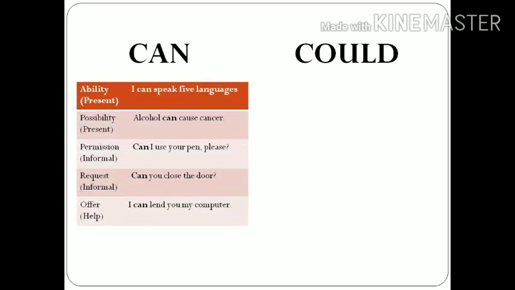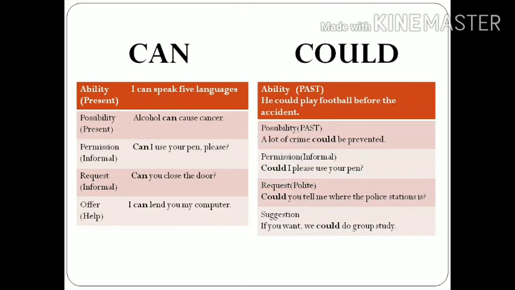Now, let's have a quick look at the differences between can and could. What have you understood until now? Can shows the ability, possibility, permission, request and offer in the present time. And could shows the ability, possibility, permission, request and suggestion sometimes in the past, and in the case of request, permission and suggestion it can be used in the present.